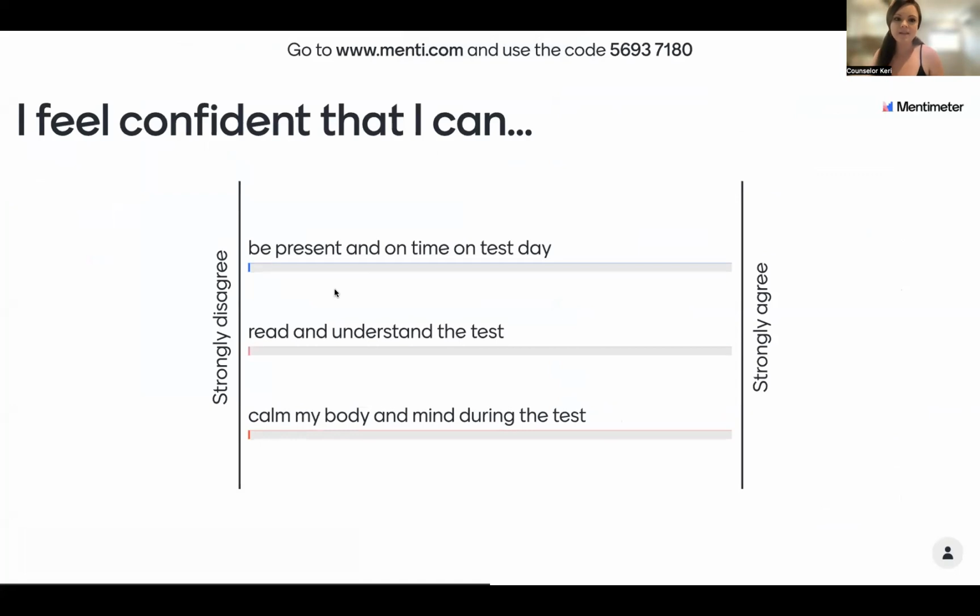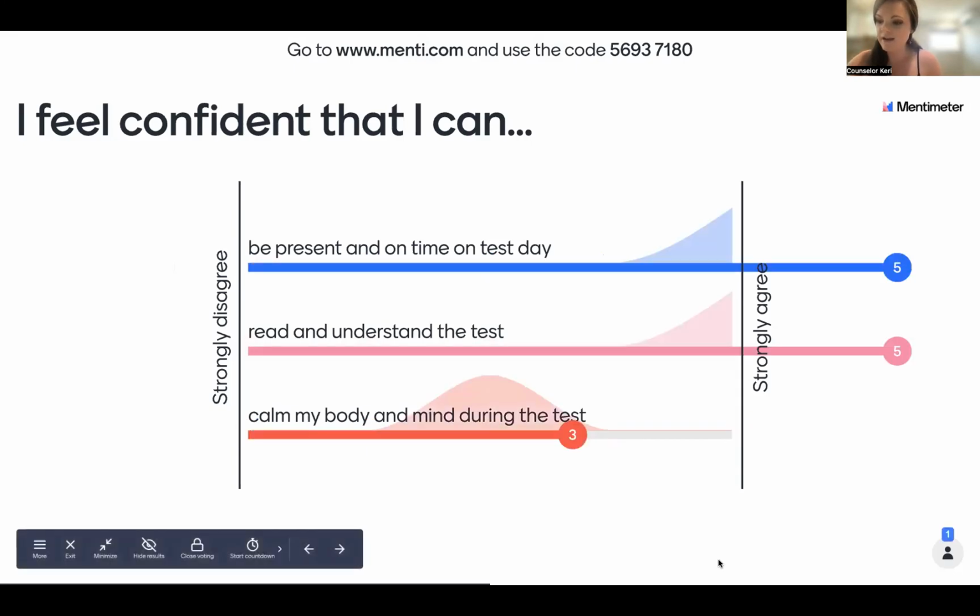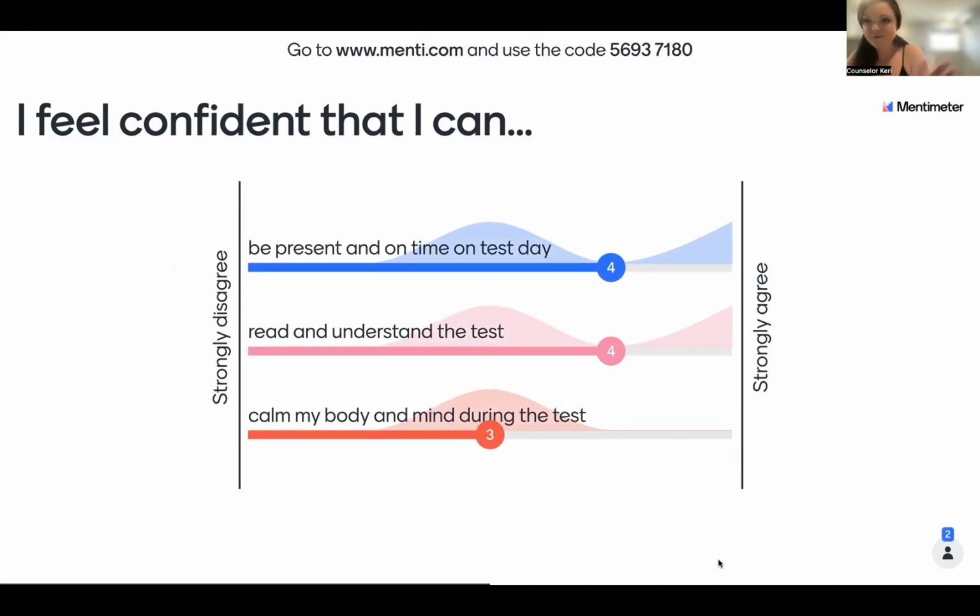So this is about test day. You'll see it's kind of a slider for each one of these. If you're using a phone, you can just slide it with your finger or iPad, but if you're on a computer, you have to drag it with your mouse. So: I feel confident that I can be present and on time on test day, read and understand the test, calm my body and mind during the test. You'll see it's got 5 points on here for the scale. You can just slide and you see how it pops up and it moves around.